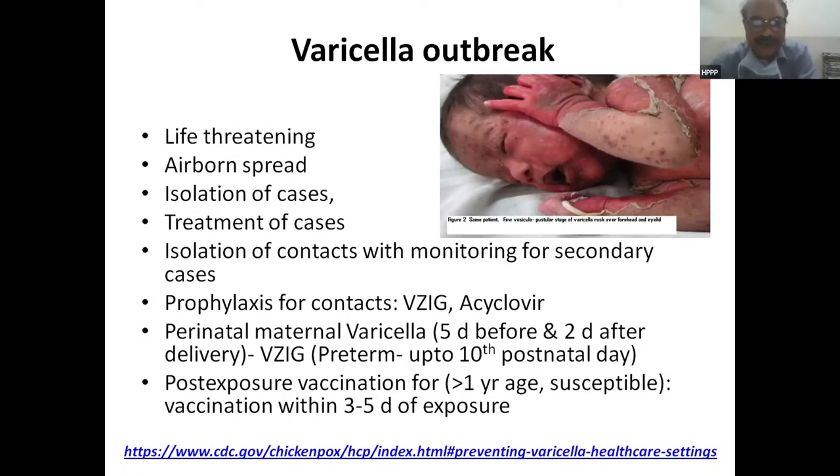And perinatal maternal varicella, you all remember, is a very serious condition. The baby is at very high risk of dying if the mother contracts varicella 5 days before and 2 days after delivery. This is the time when the baby is at maximum risk. Here VZIG, varicella specific immunoglobulin, is recommended. And for a preterm baby, even up to the 10th postnatal day, VZIG must be given to minimize the chances of infection.